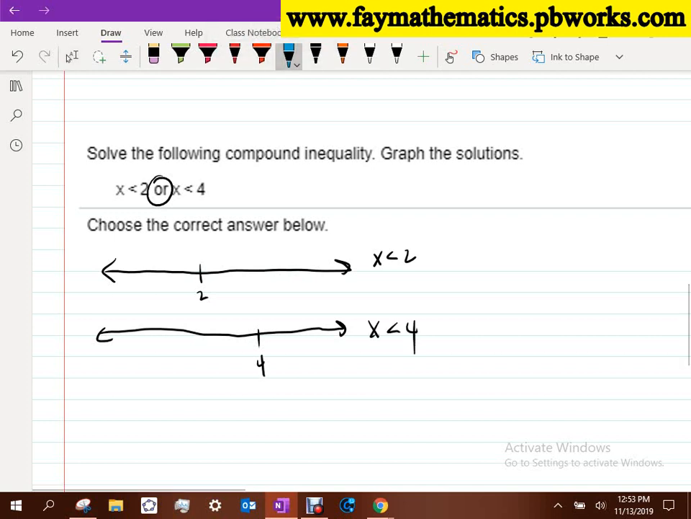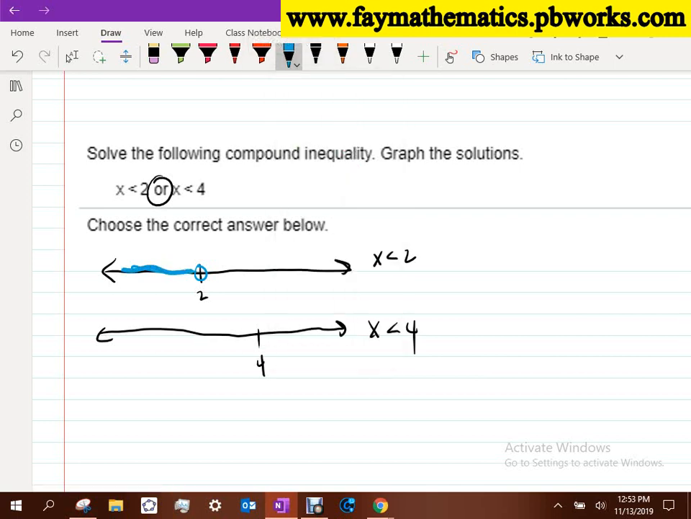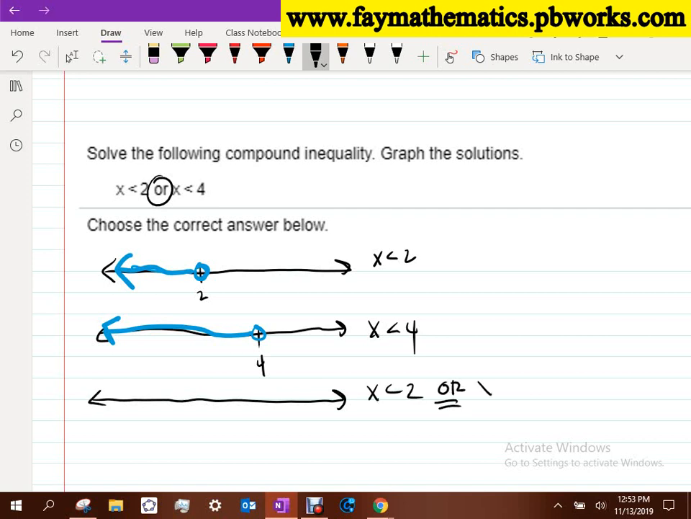So less than 2, open dot or closed dot? Open. Shade which direction? Left, right? Okay, so it should be that. Now, if x is less than 4, open or closed dot? Open. Shade which direction? Now, if I wanted to graph the phrase x is less than 2 or x is less than 4, the word or meant you graph all of the first one, which would be at 2 going that direction, along with all of the second one, which would be at 4 going that direction, right?